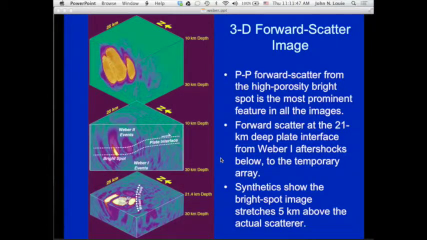Now here's the 3D forward scatter image from the Weber 1 events, and I've sliced it at similar depths, and you can't see the plate interface very well. This is kind of a transparent view at the top, and then slicing into it along the direction of section. Then here's the slice into the bright spot, just at a slightly shallower depth. That's where the Weber 1 fault is. Again, the bright spot's in exactly the same place for P2P forward and backscatter.